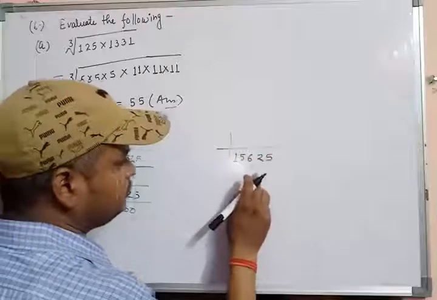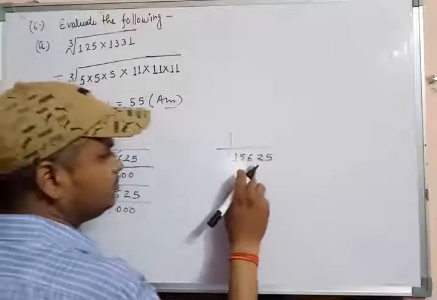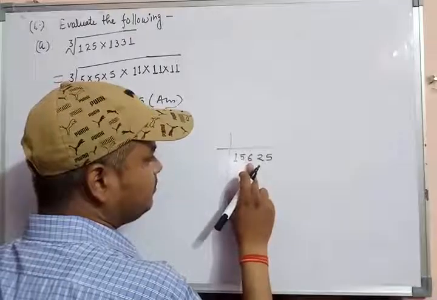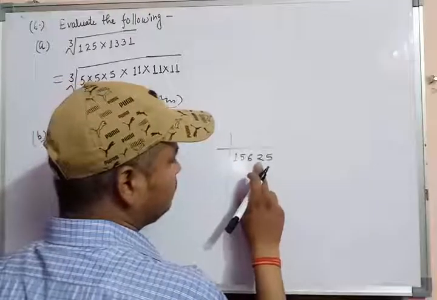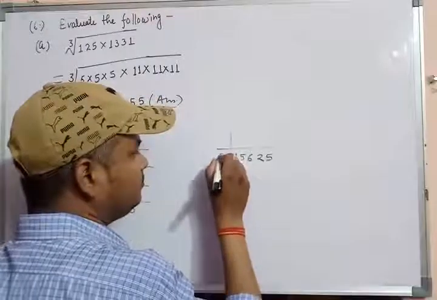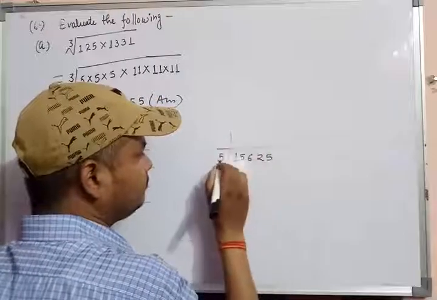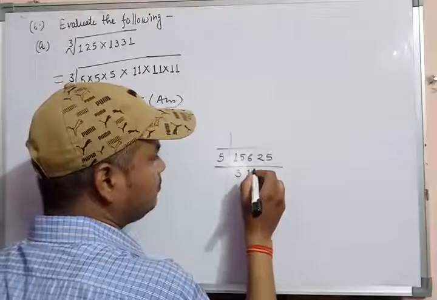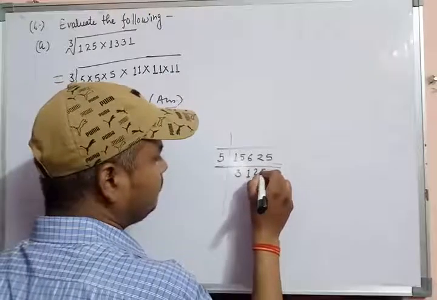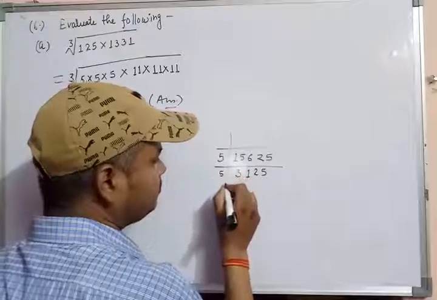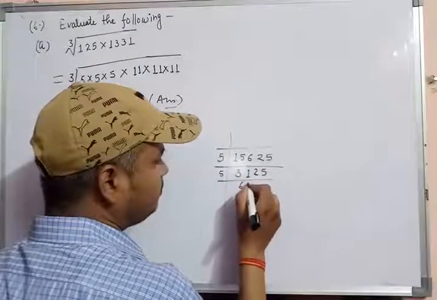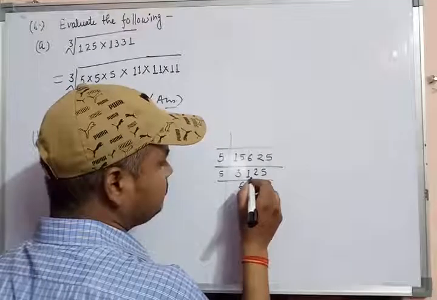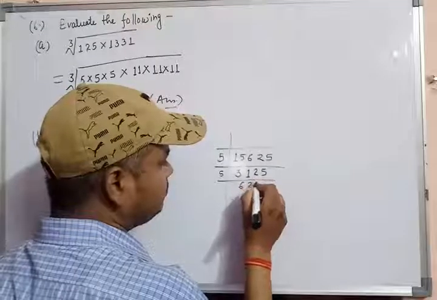So first of all you have to find the factors of 15,625. So student, this number is divisible by 5. 5 3s are 15, 5 1s are 5, 5 2s are 10, 5 5s are 25, 5 6s are 30.